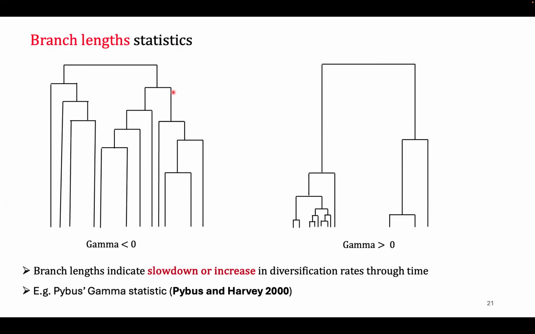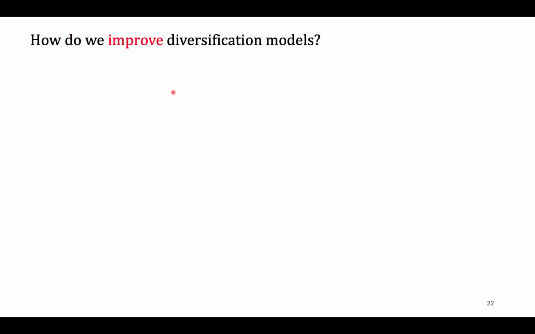So what it means is that you have a decrease in the diversification rate through time, because your speciation events are more likely to occur in the past. But what you can see on the other side is the opposite of that tree. Now you have longer branches towards the root instead of towards the present. So you have an increase in the diversification rate through time, because your speciation events tend to accumulate towards the present. And this is the statistic that people use to describe these distributions of nodes across the phylogeny.